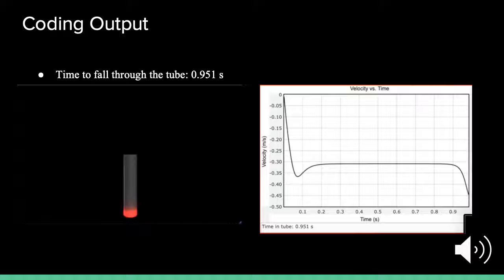On the left you can see the model of the magnet falling through the tube and the magnetic field generated by this, and on the right you can see how the velocity changed over time throughout the 9.9 seconds.